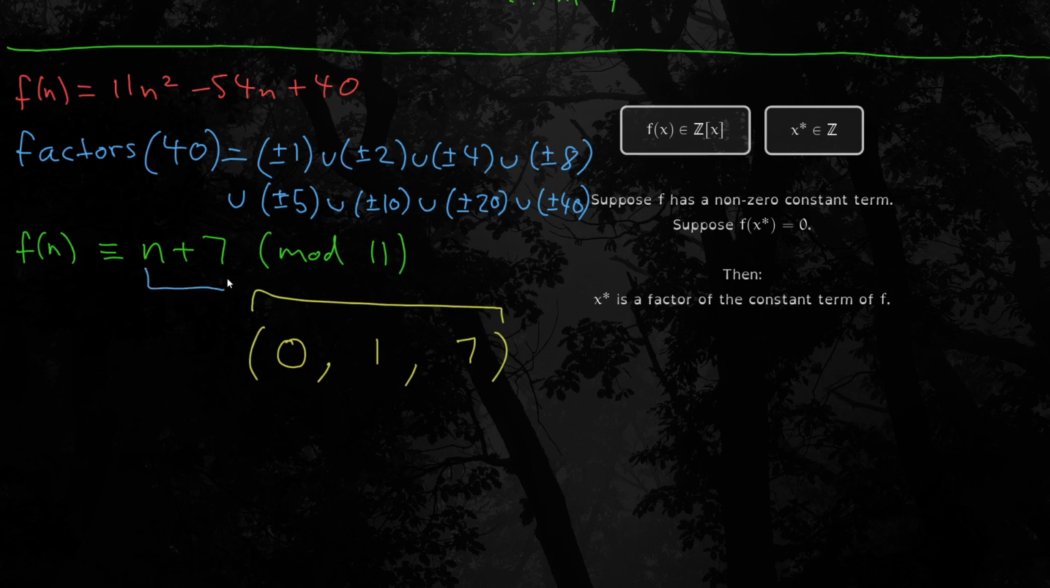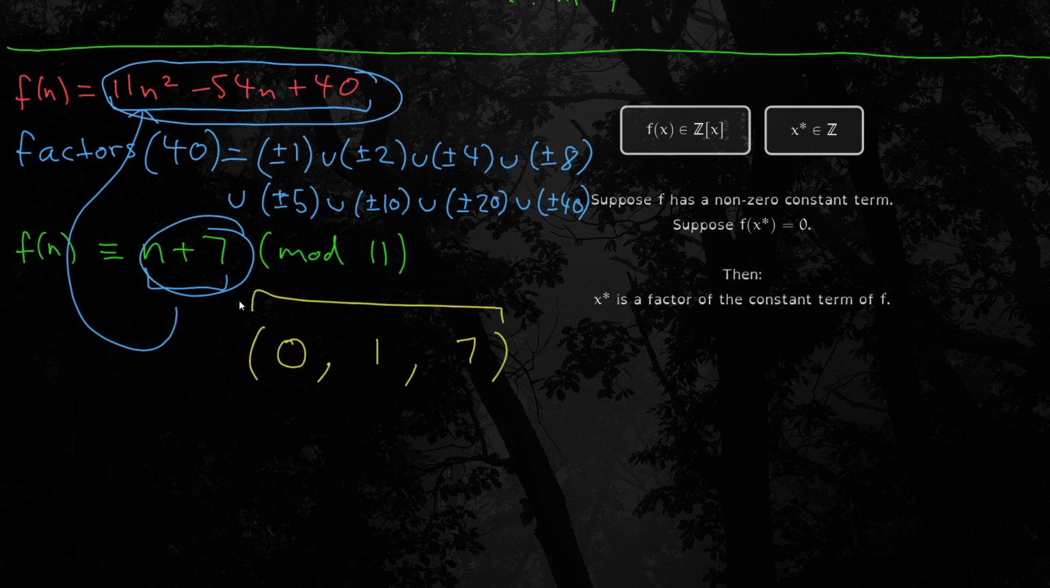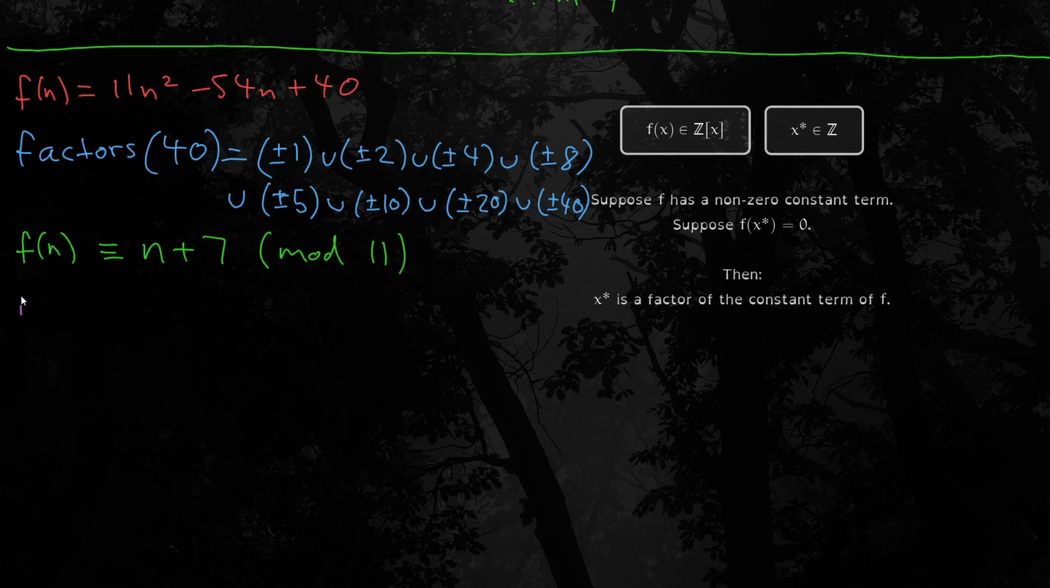So we've just found this new polynomial that is related to the old polynomial. It's not the same, but it's a lot simpler computationally if we want to plug values of n in, and it's going to tell us a lot about what the potential roots of f can be. Okay, so now we just start computing things. f of 1 is congruent to n plus 7, which is 8, modulo 11, which is not 0, so 1 couldn't possibly be a root of our original polynomial.